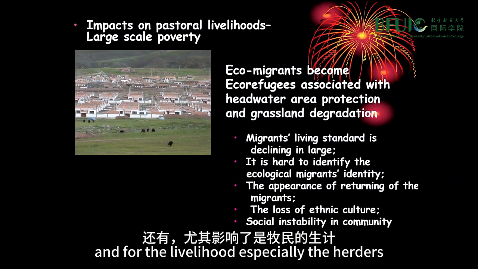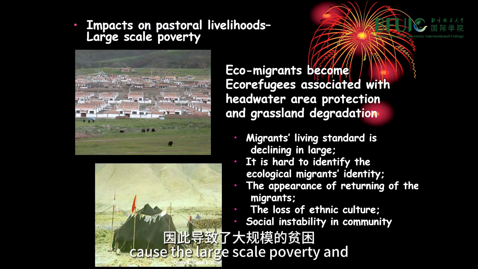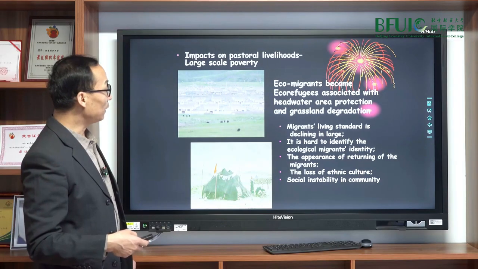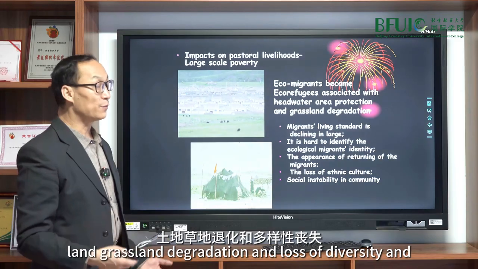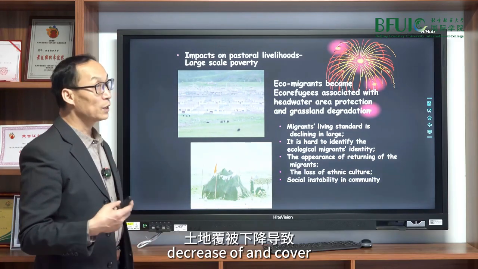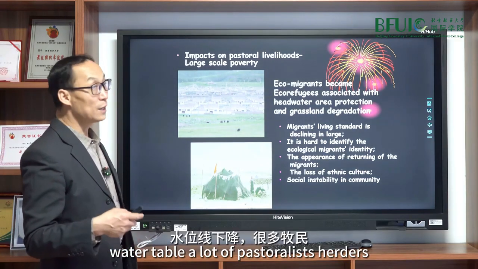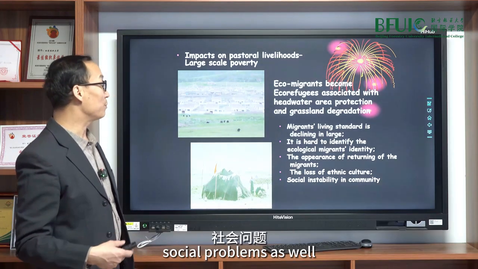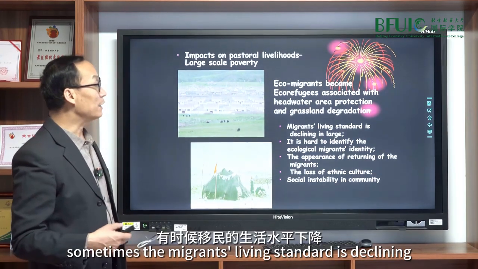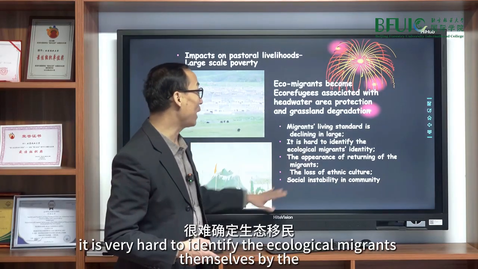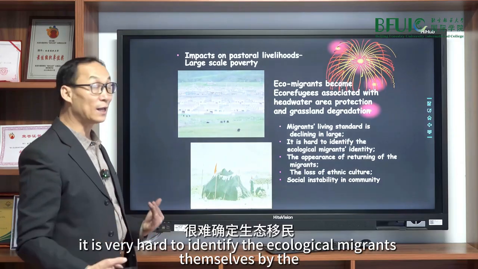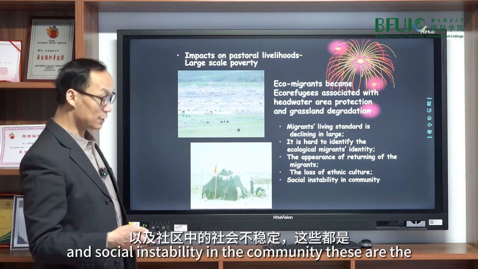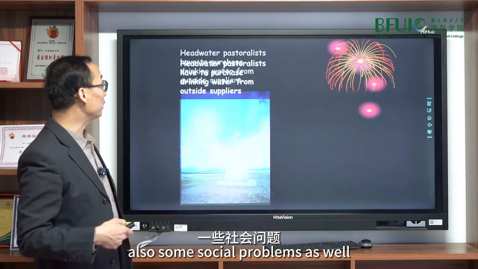And for the livelihood, especially the herders, it causes large-scale poverty. Because of grassland degradation, loss of diversity, and decrease of water table, a lot of pastoralists and herders have to migrate to the urban areas, which also causes a lot of social problems as well. Sometimes migrants' living standard is declining, and it is very hard to identify the ecological migrants themselves by the identity and the appearance of routine of the migrants, and there is the loss of scenic culture and social instability in the community. These are also some social problems.